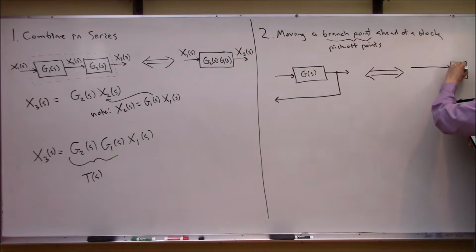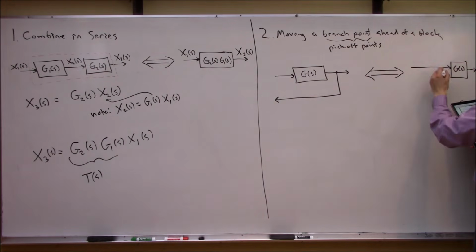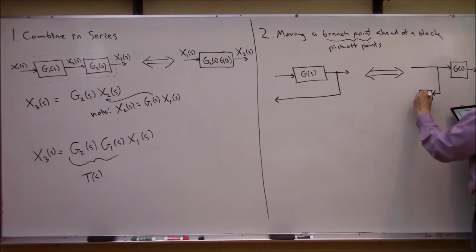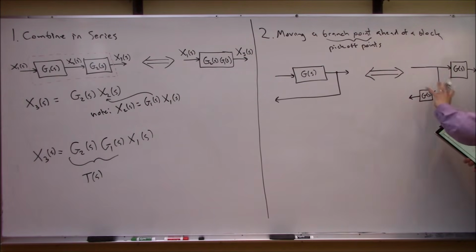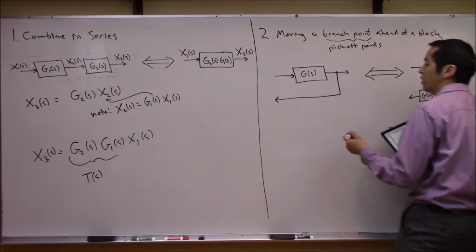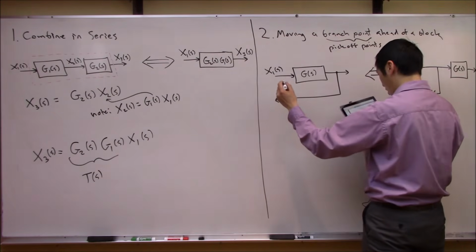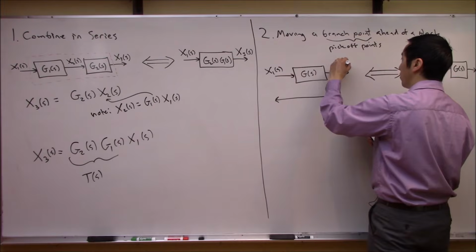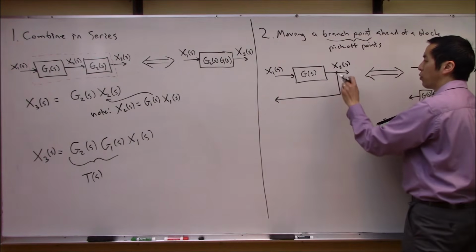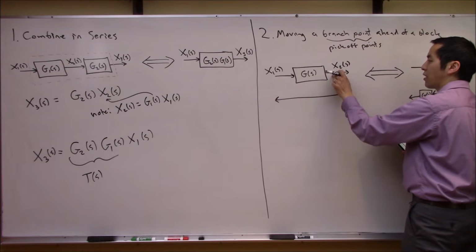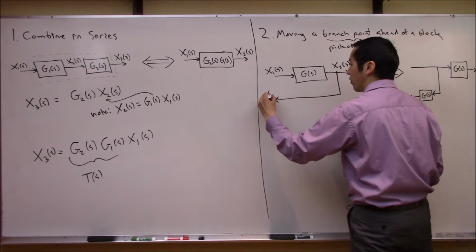So what I would like the equivalent system to look like is something like this: you've got the block here, G of S, and now you've got the pick-off point coming here. And what you're going to end up seeing is we're actually going to need to put in a G here. Here's G of S, and then you get the output. So what we claim is these two should be equivalent. Let's check that for ourselves. The easiest way to do this is to go ahead and label it. You've got x1 of S here, and then you have x2 of S here. And using the property of branch points, this signal is the exact same thing as this signal, so this is also x2 of S.